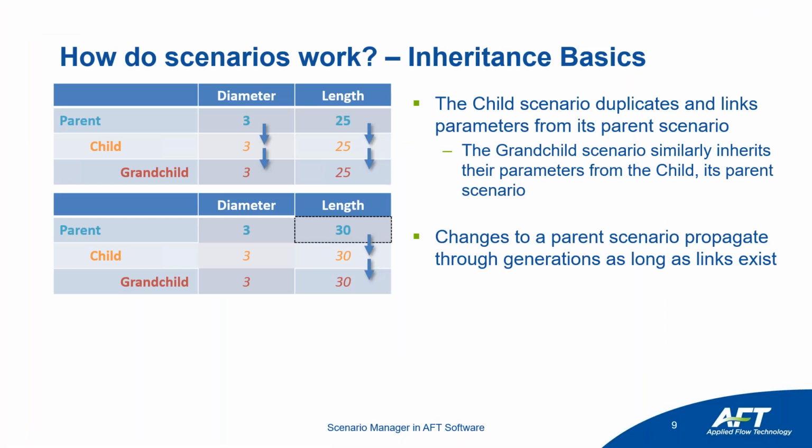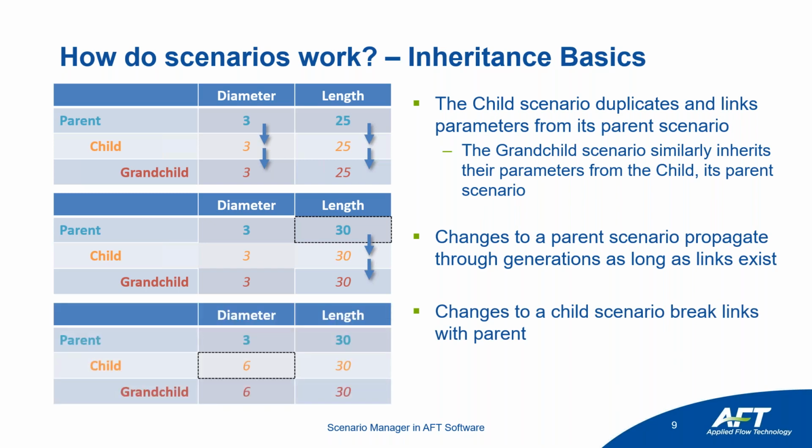So making a change in the child compared to making that change in the base scenario is going to lead to a little different result, because making that change is going to break any links that exist with the parent. So here in our conceptual example, let's say our parent had a diameter of 3 and a length of 30, and then in our child scenario, one of the cases that we might be analyzing is what if we make this pipe bigger?